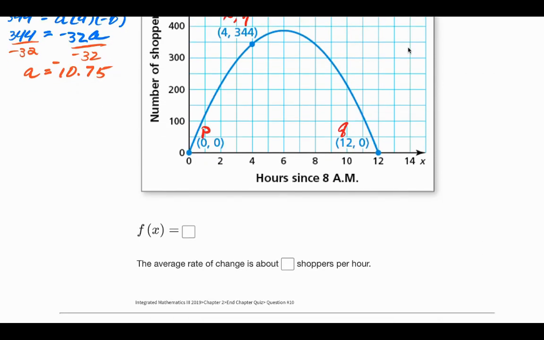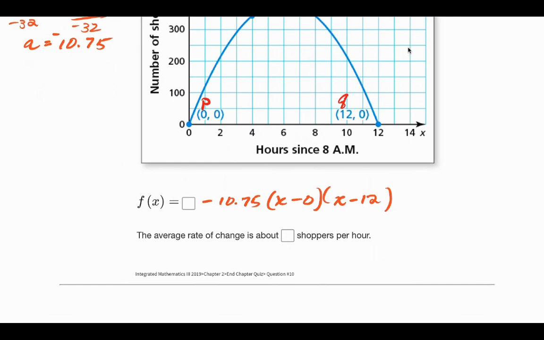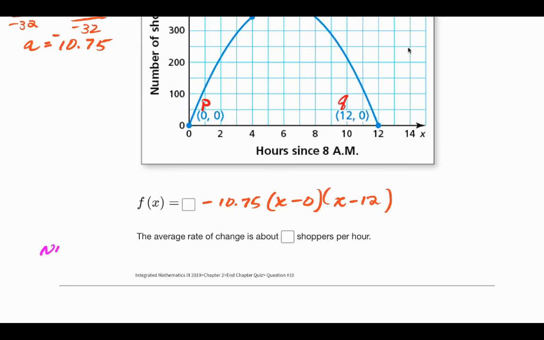So that's what they wanted for our function. So we can say negative 10.75. If you want to write x minus 0, it won't mark you wrong. You can also just put x, and then our next one is x minus 12. So there's your function. All right. Now we are going to look at it for the average rate of change. So to find the average rate of change, first thing we need is our vertex.